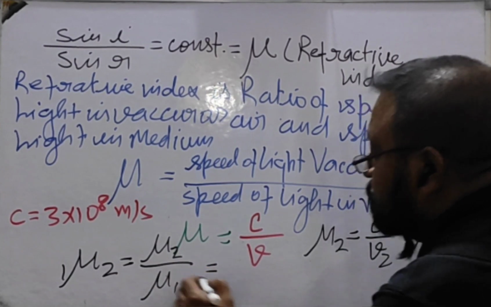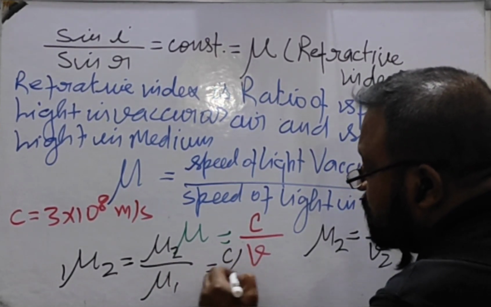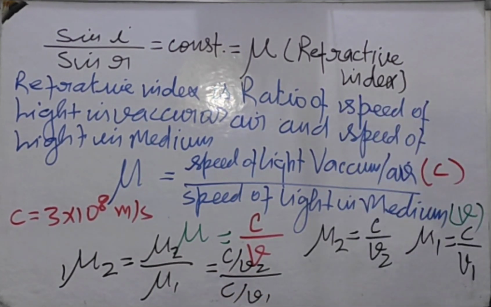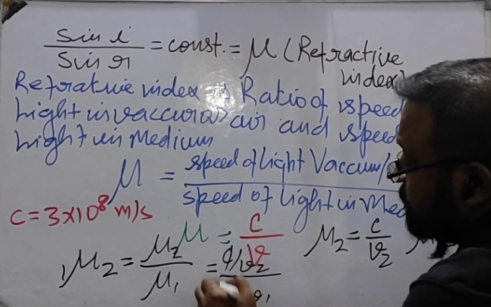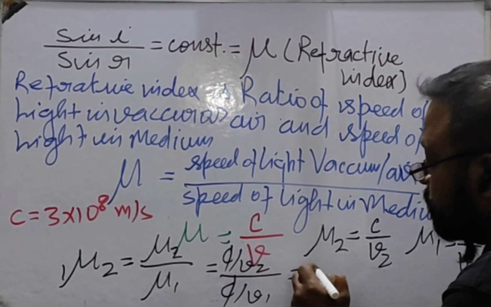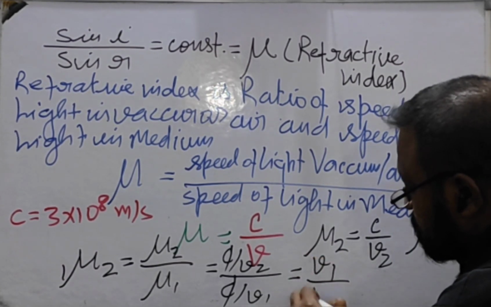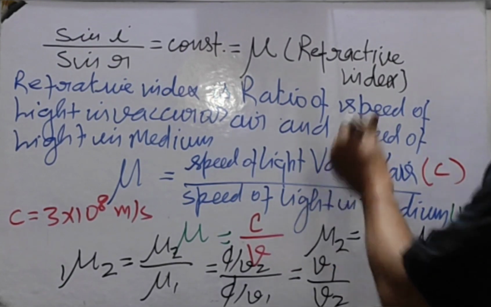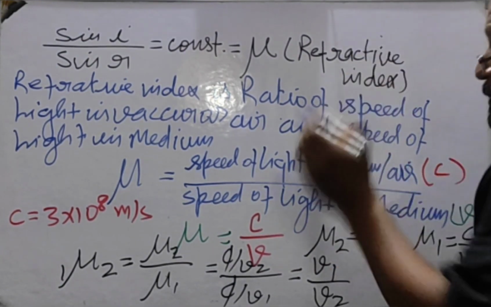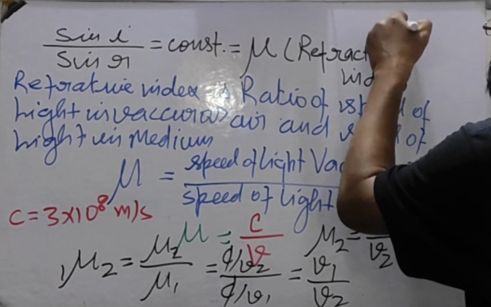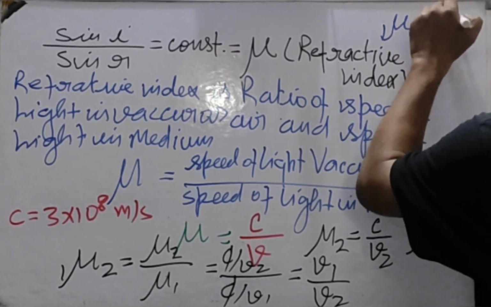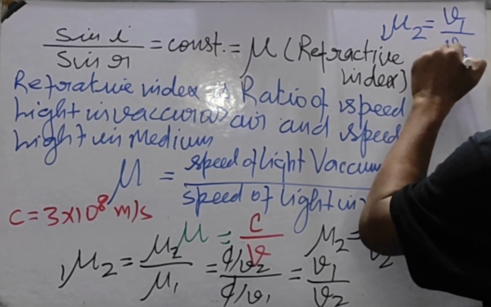So we can write c upon v2 upon c upon v1. So this c and c cancel out and we get the reciprocal, so v1 upon v2, right? So refractive index of medium 2 with reference to medium 1 is equal to v1 upon v2, right?